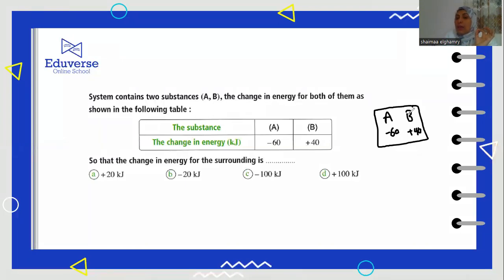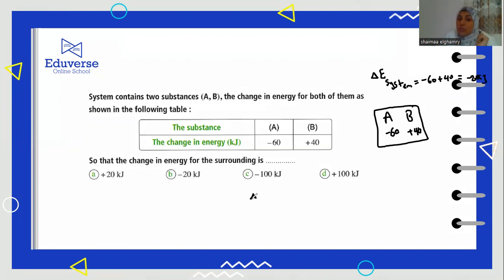Given -60 for A and +40 for B, we are going to calculate the change in energy in the system. So it equals what? -60 plus 40. So it equals -20 kilojoules.